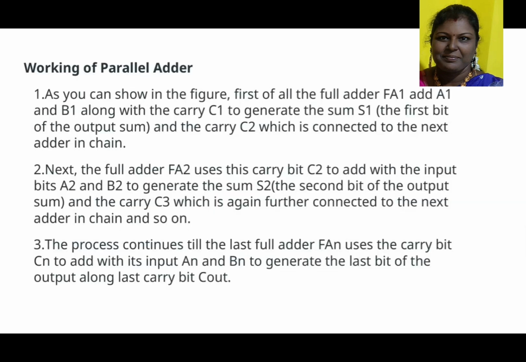Let's break down how a parallel adder works. It starts with the first full adder, FA1, which adds the bits A1 and B1, plus an initial carry, C1. This gives us the first sum bit, S1, and a carry, C2. That carry then feeds into the next full adder, FA2, which adds A2, B2, and C2. This chain continues, each adder passing its carry to the next, until the last full adder produces the final sum bit and the last carry out. It's a neat, step-by-step process.